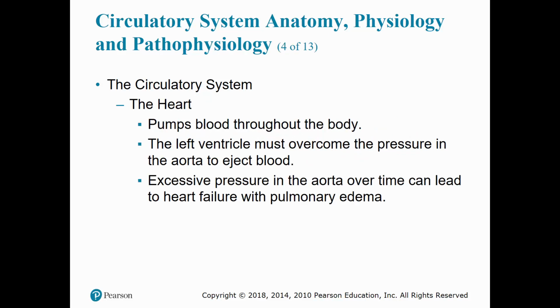Now the right side of the heart, when blood comes in, it's receiving the deoxygenated blood from the venous system and then pumps it to the lungs for oxygenation. The left side of the heart receives oxygenated blood from the lungs and pumps it to the body. Now, if the pressure in the pulmonary vessels is low, the right ventricle does not need to generate a great deal of force to eject the blood.